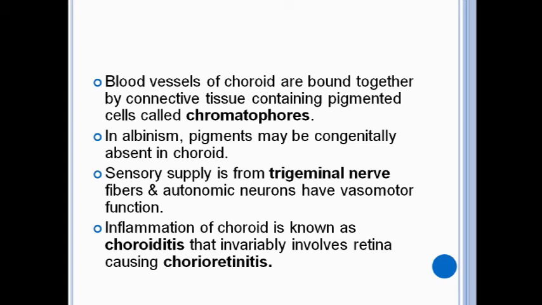The blood vessels of the choroid are bound together by a connective tissue, which has many pigmented cells, called your chromatophores. In albinism, the pigments may be absent, it's a congenital disease. The sensory supply to the choroid is through your trigeminal nerve. The autonomic neurons have vasomotor functions.